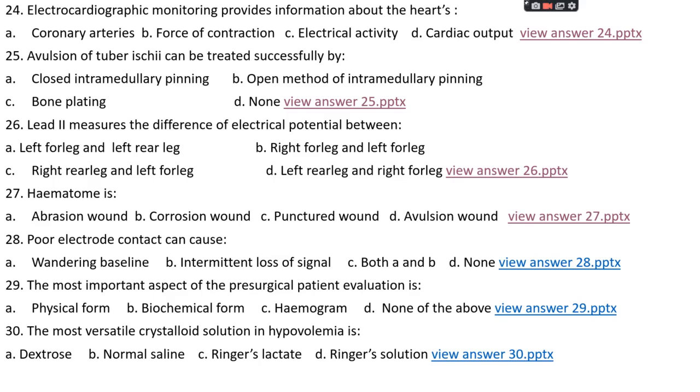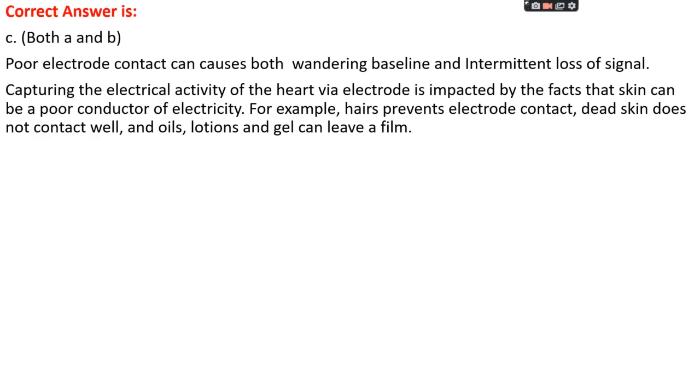Question number 28. Poor electrode contact can cause option A, wandering baseline, option B, intermittent loss of signal, option C, both A and B, or option D, none. The right answer is option C, both A and B. Poor electrode contact can cause both wandering baseline and intermittent loss of signal.